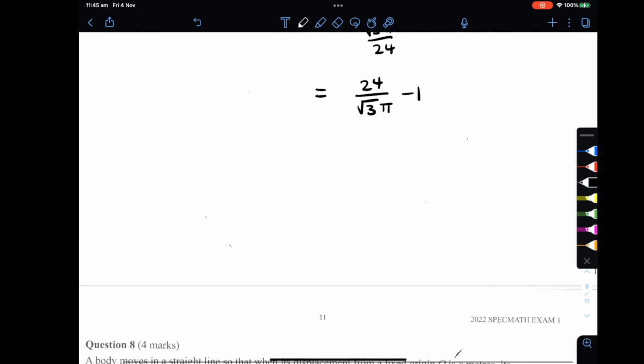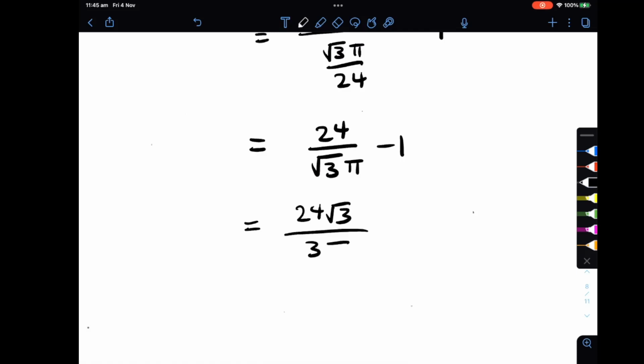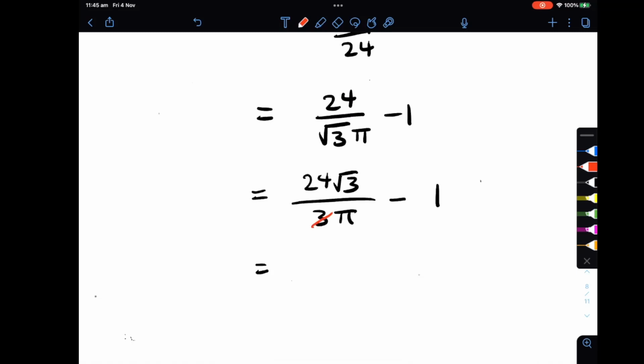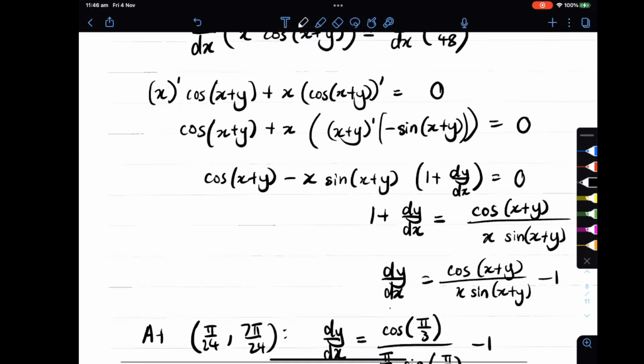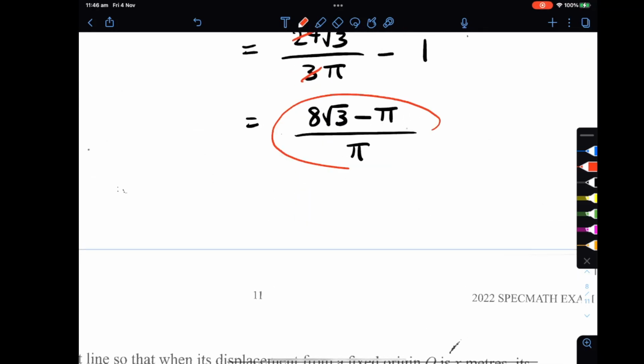It's not. So we want to just obtain pi in the bottom. So we're going to get 24 root 3 on 3 pi minus, let's just leave it for now. This here cancels, so we get 8 root 3 over pi, yep. And then this we can turn into pi over pi, so overall this becomes 8 root 3 minus pi over pi. Okay, that looks reasonable. Good.